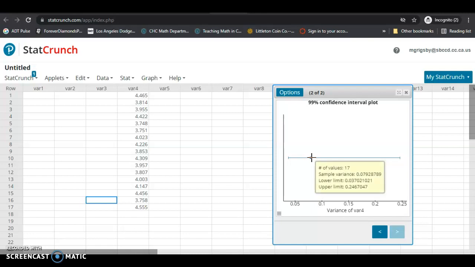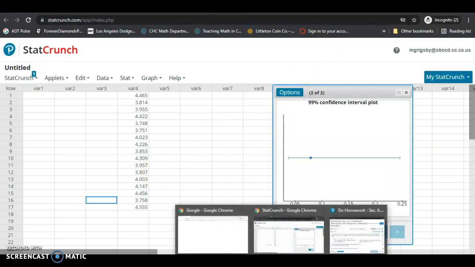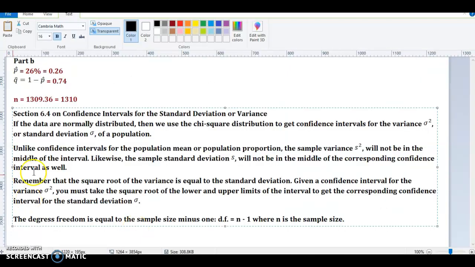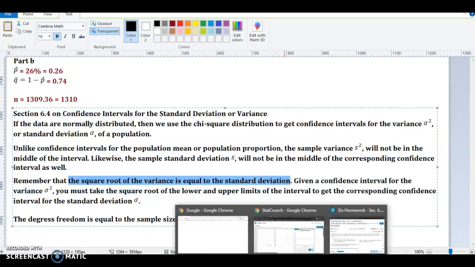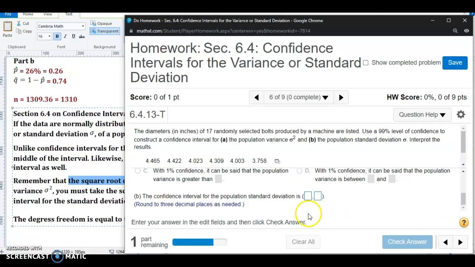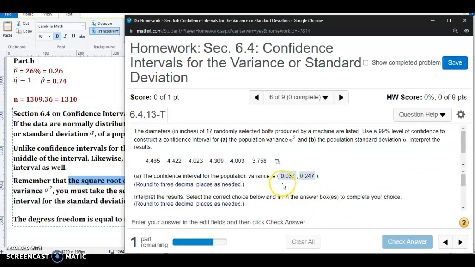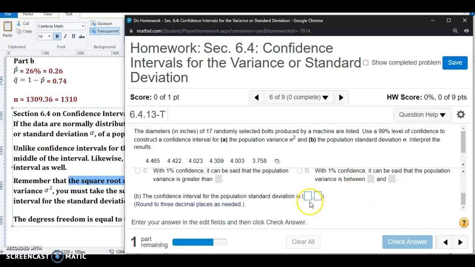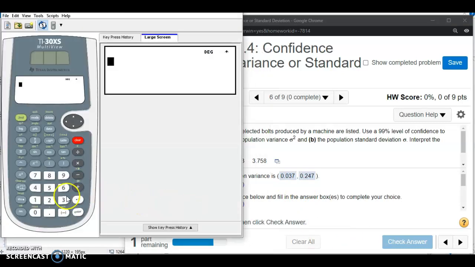Unlike with the other confidence intervals that we've done, for the proportion and mean, the sample variance is not going to be in the middle. So the question is, how do we get the confidence interval for the standard deviation? Remember what I said earlier, that the square root of the variance is equal to the standard deviation. So this is where we're going to use our handheld calculators. We've got the upper and lower limits of our confidence interval for the variance, so to get the lower and upper limits for the standard deviation, we're going to take the square root of those limits.